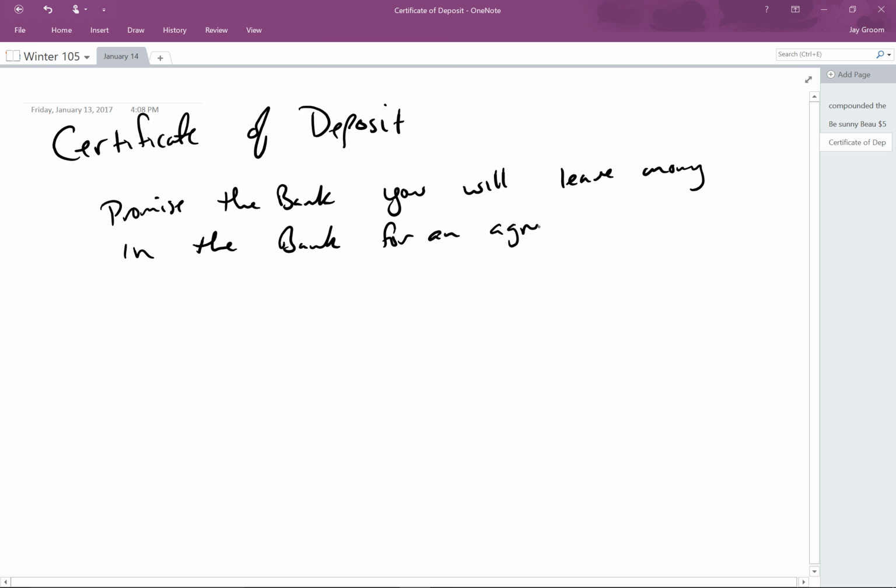For an agreed amount of time. Now, because they can have your money for an agreed amount of time, you will get, in theory, a better interest rate. Now, back in the day, it used to be a big deal.